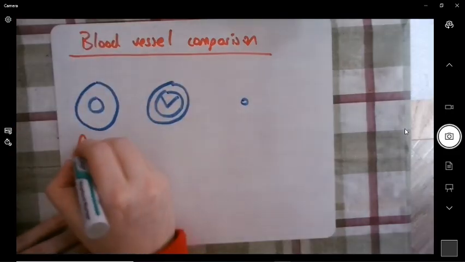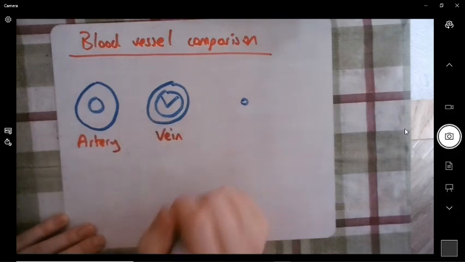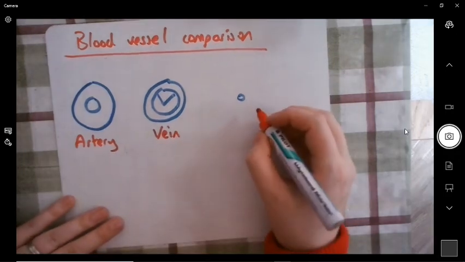I've drawn the artery. That sound there, by the way, is my cat coming in through the cat flap. Hello, hello Binks. Nice to see you.